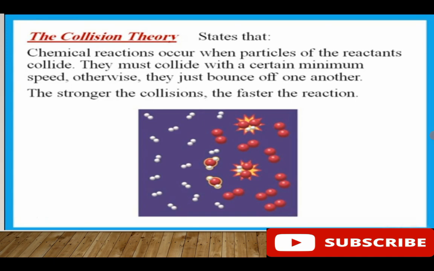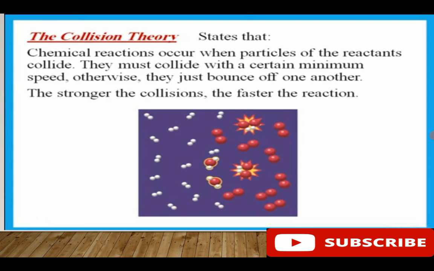So the collision theory states that chemical reactions occur when particles of the reactants collide, okay, and they must collide with a certain minimum speed. Otherwise, they're just bouncing off one another. So the stronger the collisions, the faster the reaction.